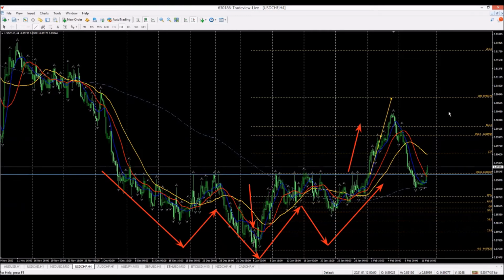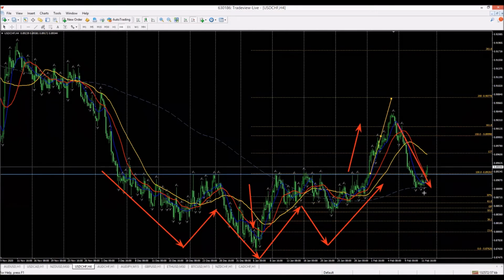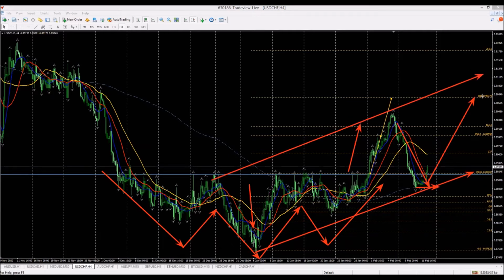You could say the output depends on how you measure, because I was looking for it to go to the 200, right? It broke the 618. So, who knows, right? It could well just be a pullback. It found support on the 200. Hey, look, it could well be on its way to the 200, in which case it would be making a channel, would it not?